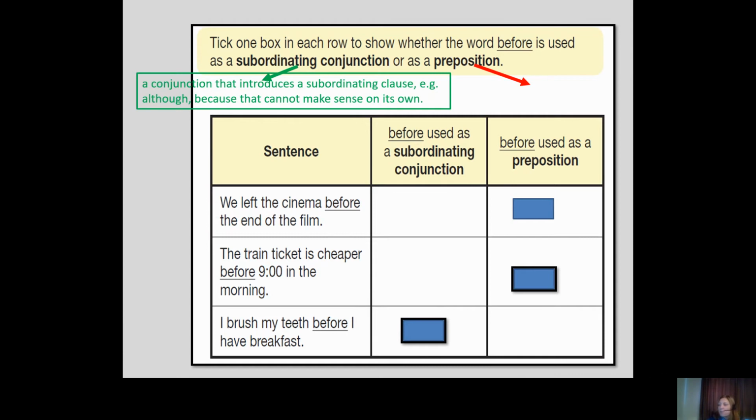Okay, so a subordinating conjunction, in green, is a conjunction that joins things and introduces a subordinating clause. For example, although, because. It can't make sense on its own. It wouldn't make sense on its own without that clause in there. Whereas a preposition tells us more about the position in time or space. So they left the cinema before the end of the film, and the train ticket is cheaper before that time in the morning.